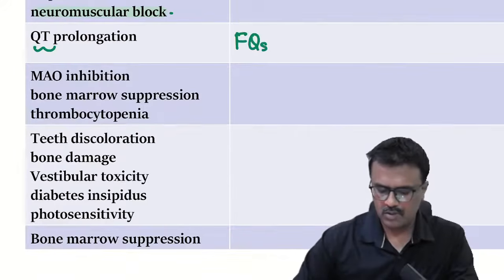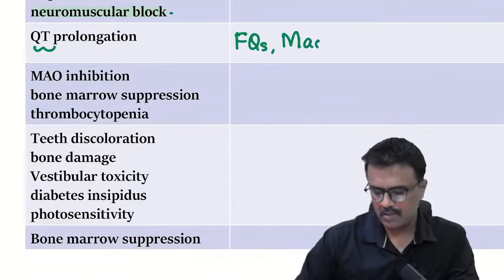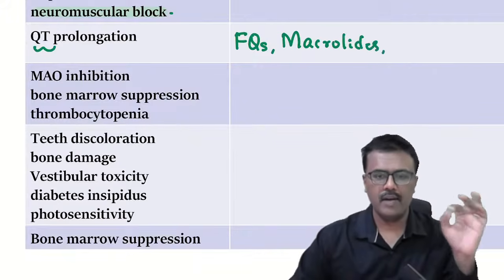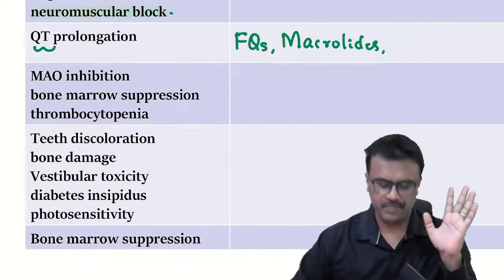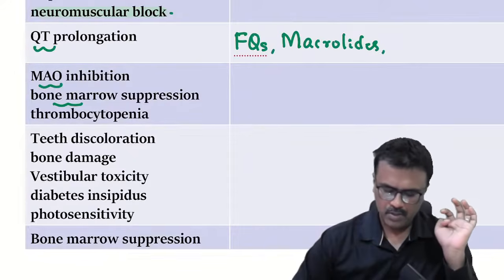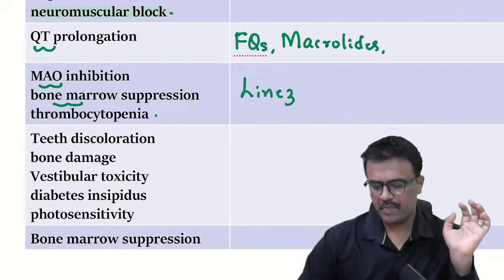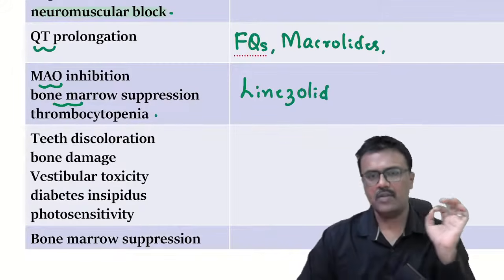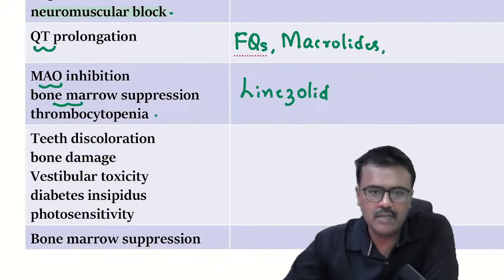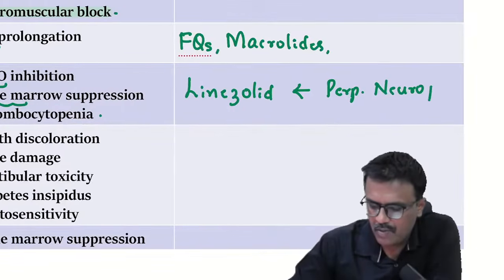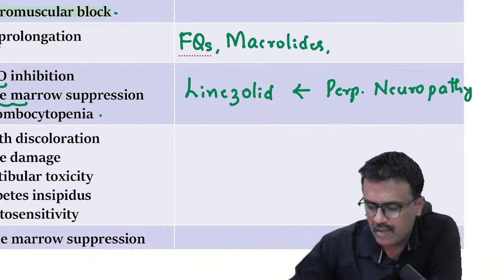The fluoroquinolones, the macrolides, and two anti-TB drugs. Can you tell me? Bedaquiline, pretomanid, delamanid. MAO inhibition, bone marrow suppression leading to thrombocytopenia, it is mainly linezolid. Linezolid will be tested because it's a drug nowadays for drug-resistant TB, and linezolid also causes peripheral neuropathy. And how do you manage that? We give B6 to manage peripheral neuropathy.